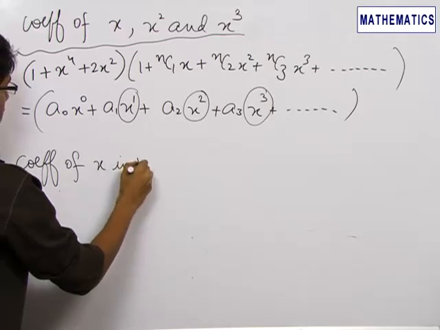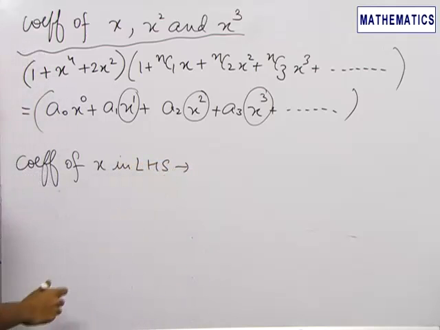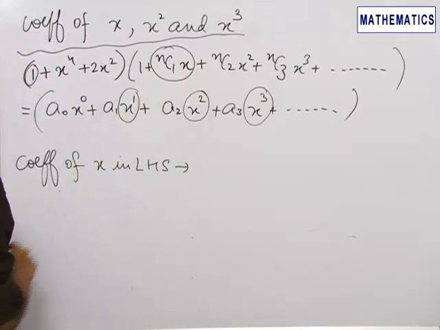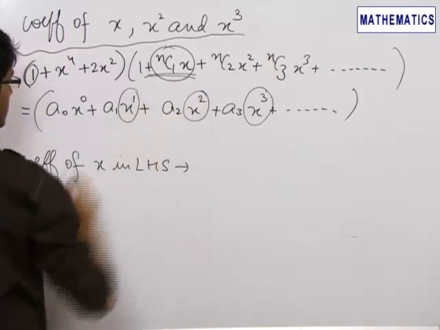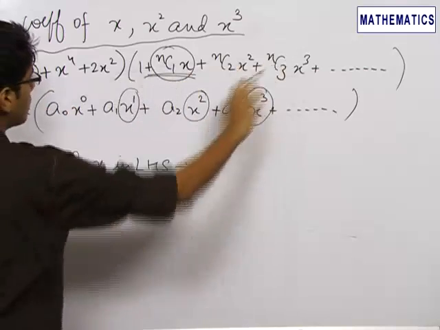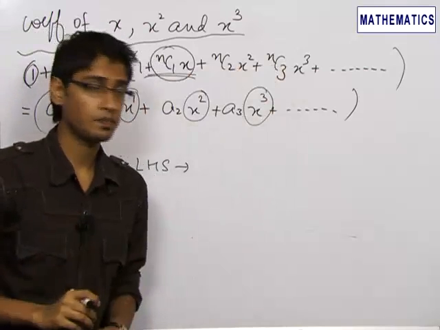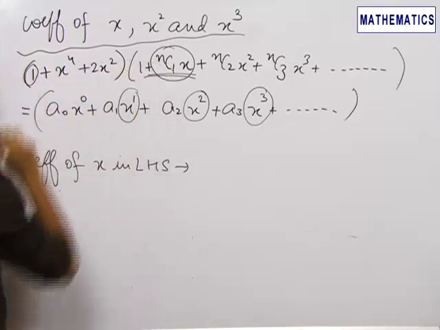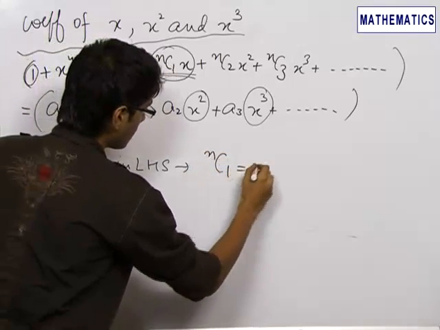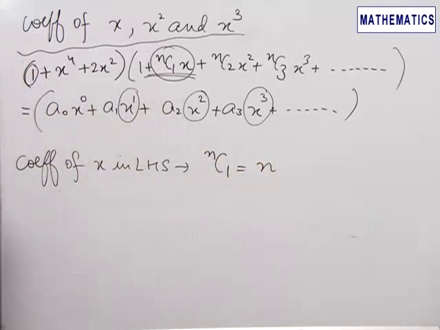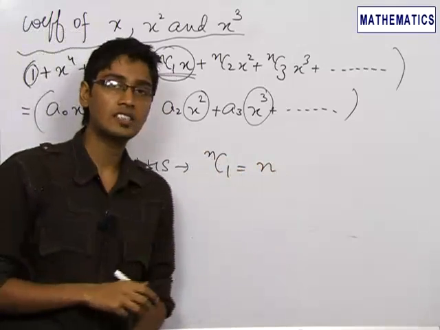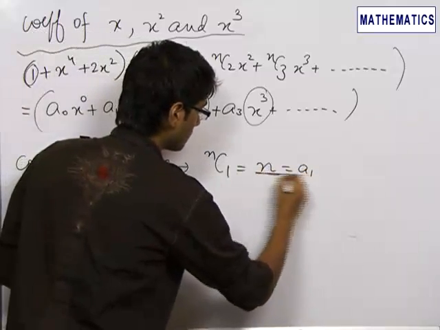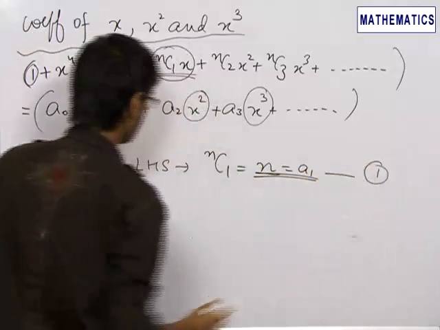So the coefficient of x in LHS is nC1 x, when multiplied by 1, we will get the term which contains x. We can see that no other term will give us an x term, hence the coefficient of x in LHS will be nC1 into 1, which is equal to n. On comparing the coefficient of x in LHS and RHS, we get n equal to a1. This is the first equation.